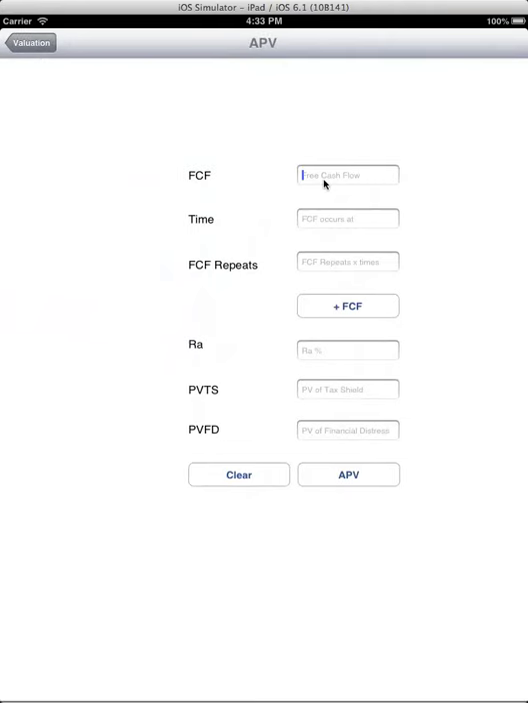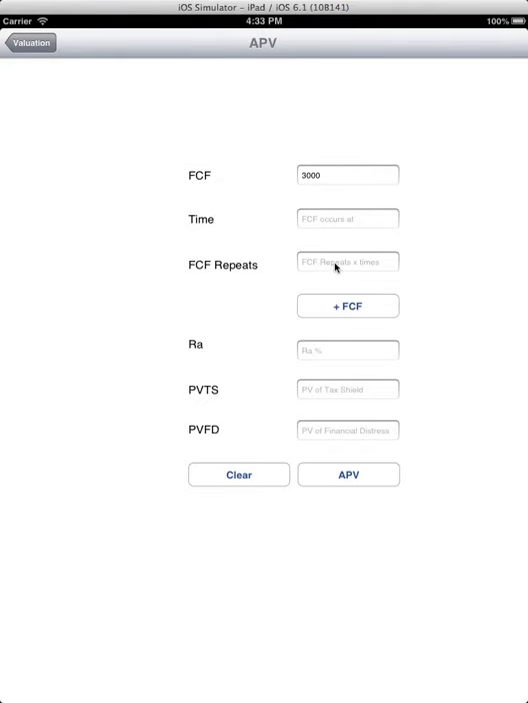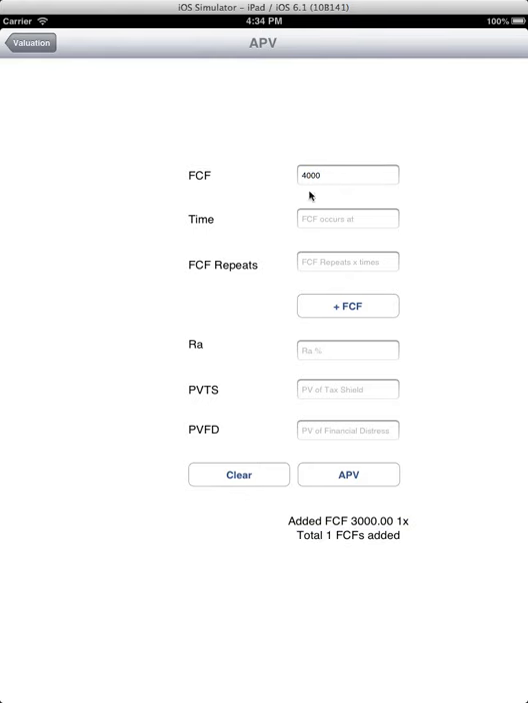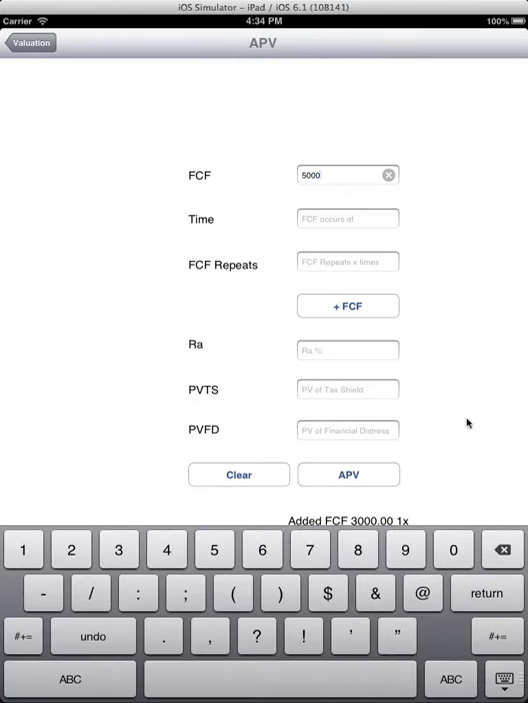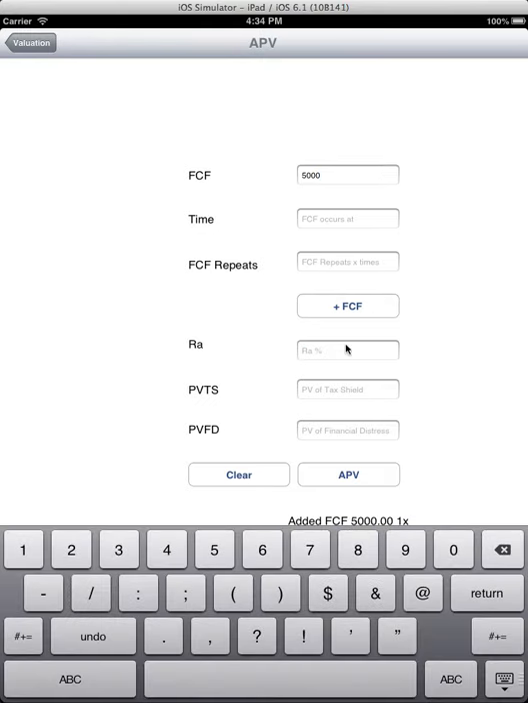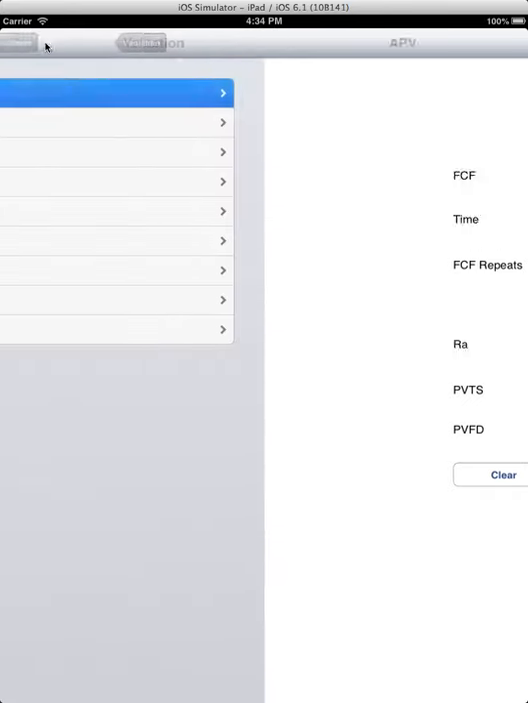So, adjusted present value. Free cash flow is 3000. It can occur at any time starting with the first period, and it can also repeat. We add free cash flow, then we add 4000 for another period, then 5000 for the third period. The cost of asset RA is 5%, and the present value of tax shield is 3000. Present value of financial distress is 2000, and we calculate the adjusted present value.